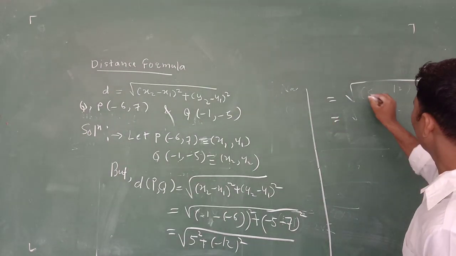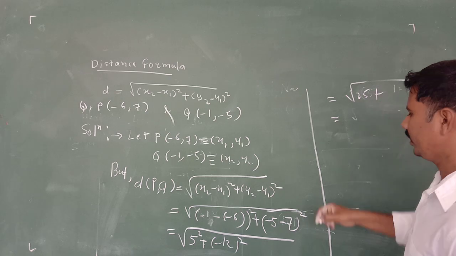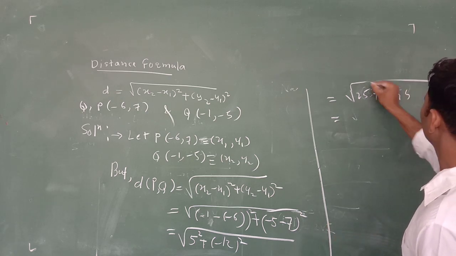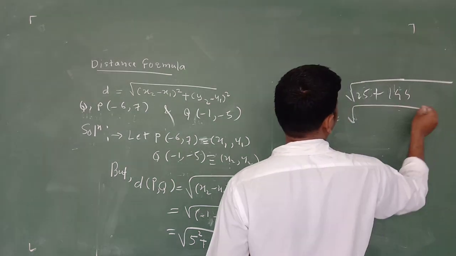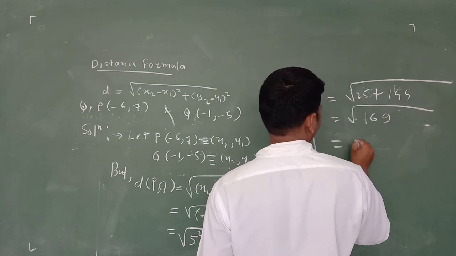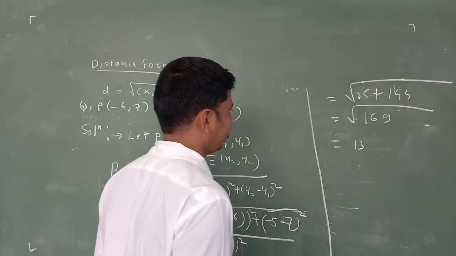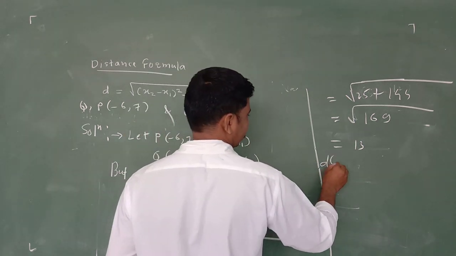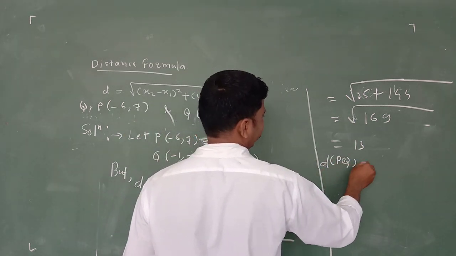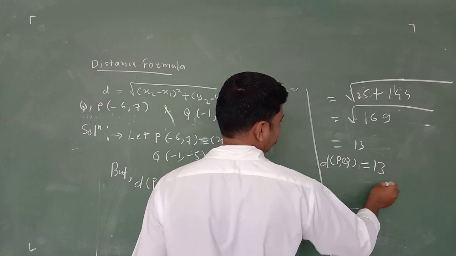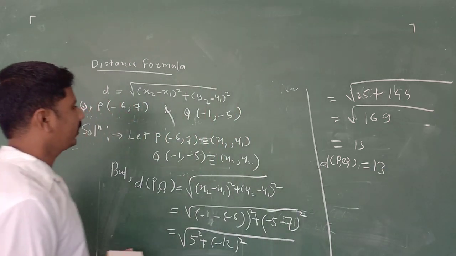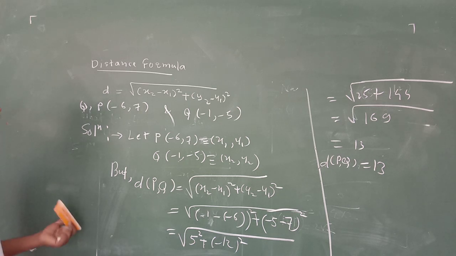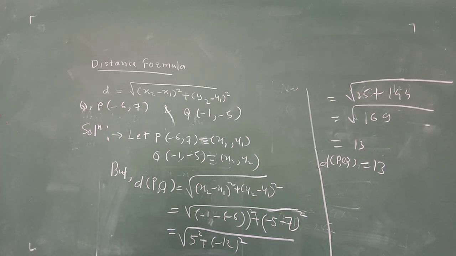So 5 square is 25 plus 12 square is 144. So under root 169 is equal to 13. So the distance PQ will be 13. This is the distance, whatever the unit will be. Remember, 13 is the answer given in the book, so 13 is the correct answer.